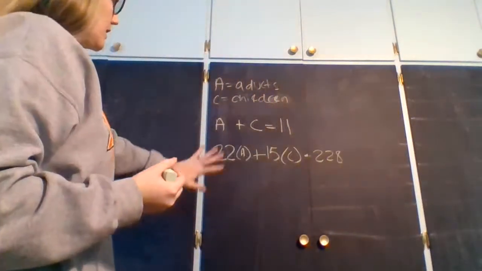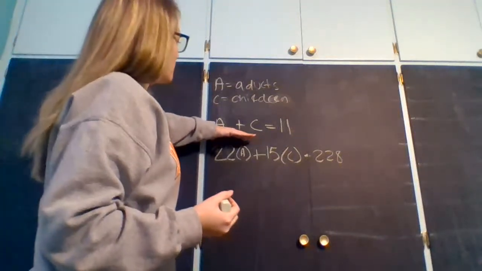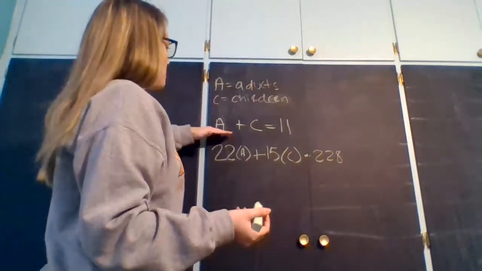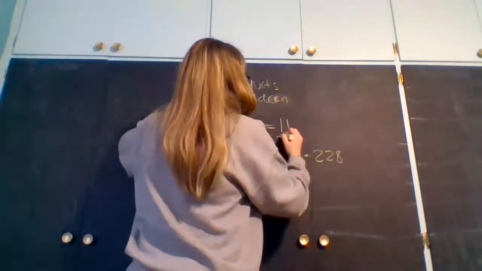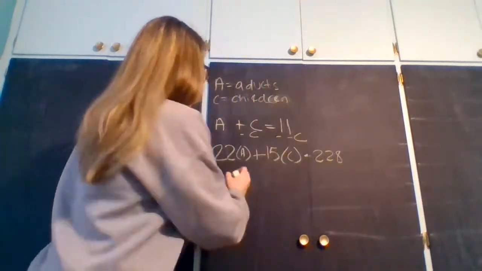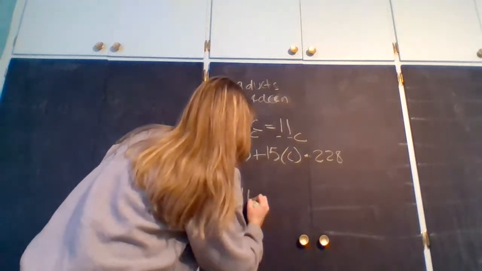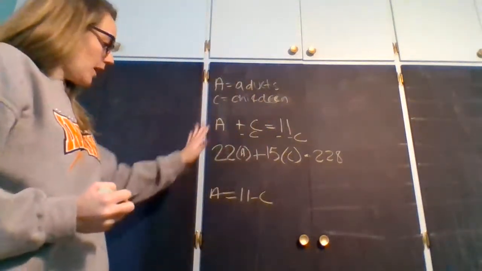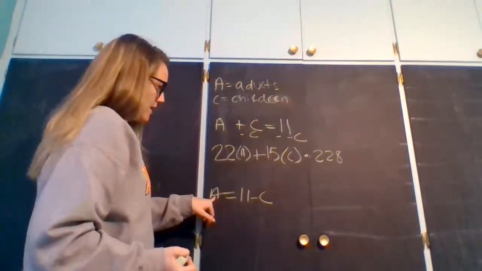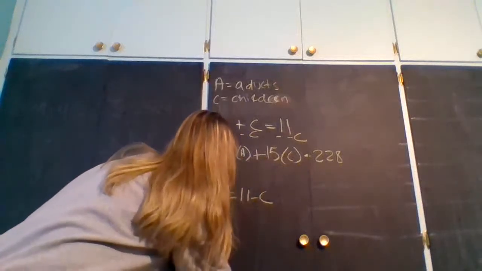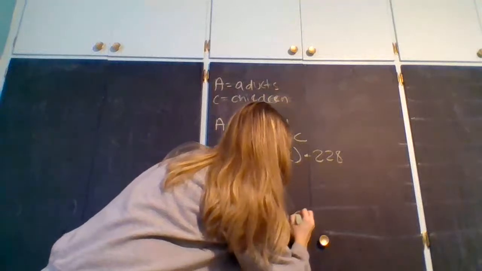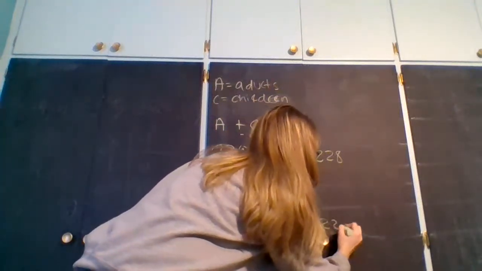So you can do a basic equation here to solve for either adults or children and then work your way through. So I'm just going to solve for how many adults we have. So I know that A equals 11 minus C. Now this is where substitution comes in. Because I know A, I can plug that in right here. So I can do 22 times 11 minus C plus 15C equals 228.